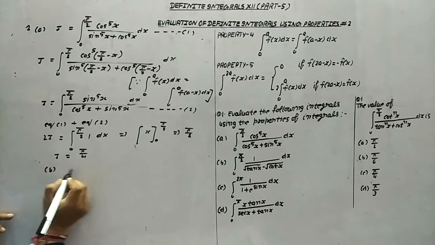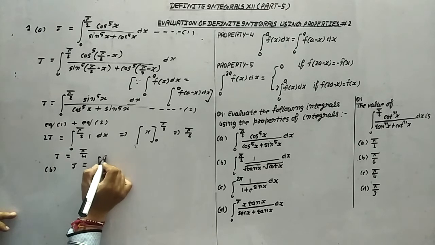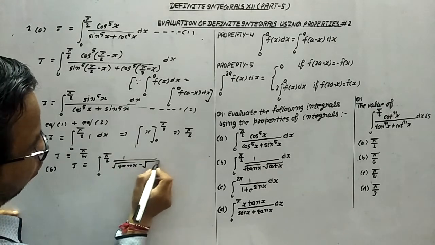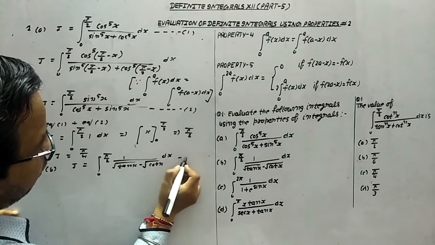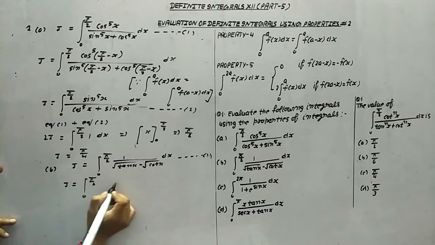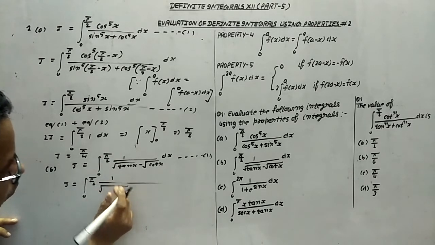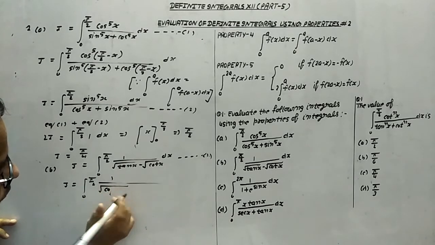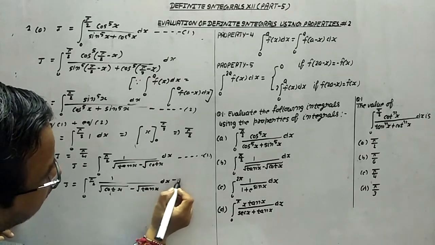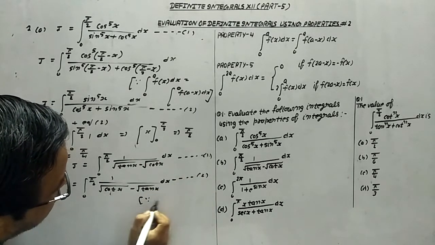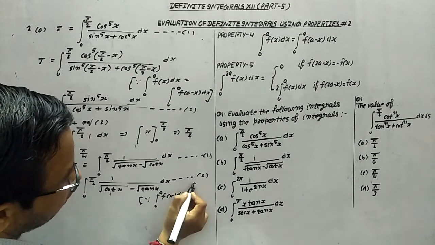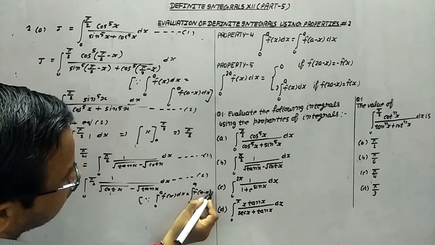Now look at this. In part B, we have I is equal to integration 0 to pi by 2 of 1 upon under root tan x minus under root cot x dx. We will consider this as equation number 1, and again by applying the property we will get integration 0 to pi by 2 of 1 upon under root tan(90 minus theta), which is cot theta, and then minus cot(90 minus theta), which is tan theta. This is equation number 2, and we write this because it is on the basis of the property integration 0 to a f(x) dx is equal to integration 0 to a f(a minus x) dx.